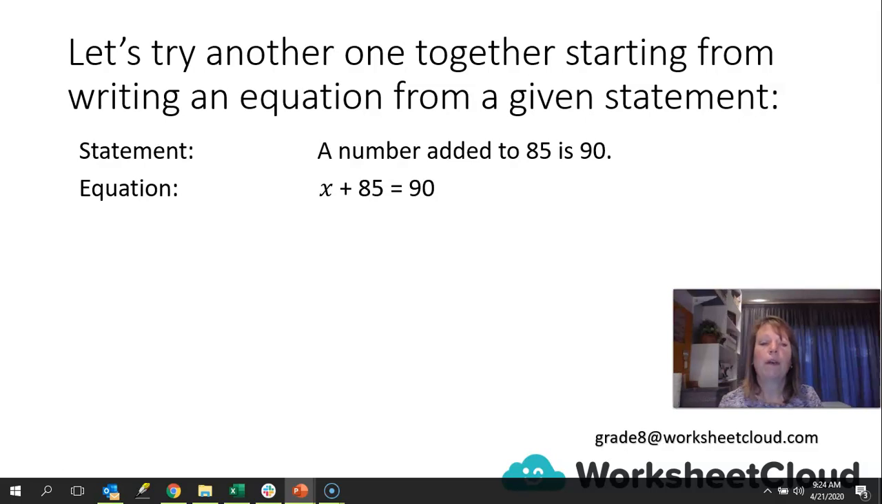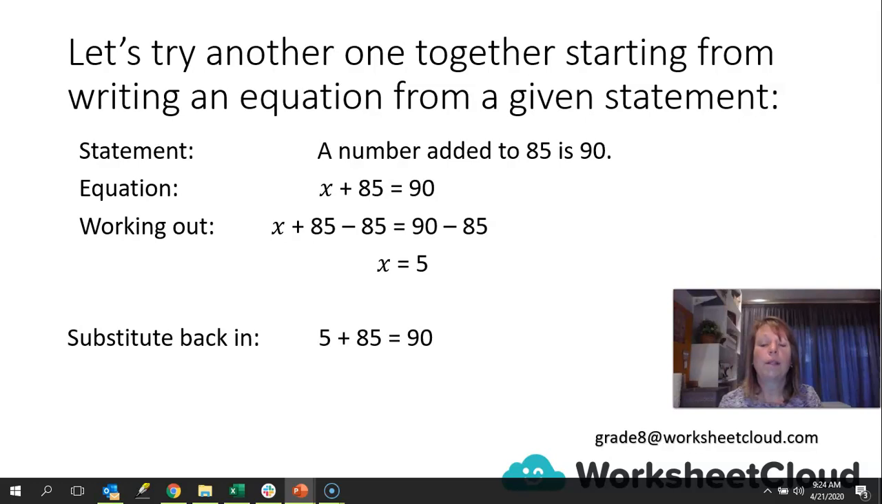Now remember, we want to leave x on its own. So in order to do that, we're going to take away 85 on this side, but we have to do the same on this side to keep it balanced. And x is equal to 5. How do we check? We substitute back in 5 in place of x, so 5 plus 85 is equal to 90. 90 and 90 balance, our scale is balanced, so yay, we've got it right. That means that x is equal to 5.